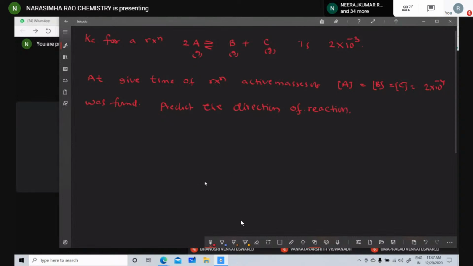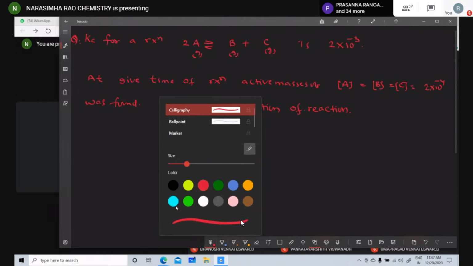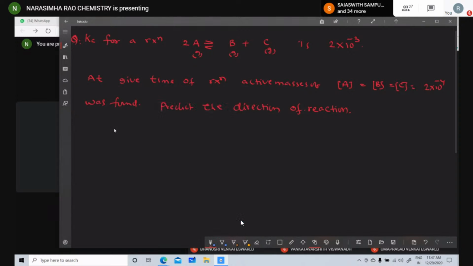Direction of reaction. Can you solve this problem, children? Backward reaction. Yes, very good. My solution is like this. Now, Qc. First, I am solving the Qc.